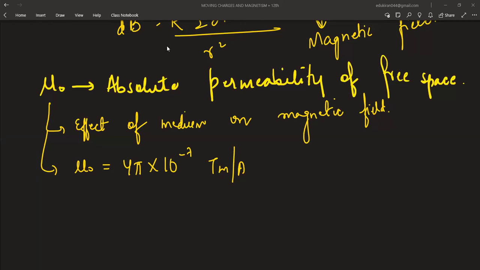The Coulomb's law when you used to write. We have the dielectric constant when we were discussing electrostatics. K. What was the value of K? F is equal to K Q1 Q2 by R square. What was the value of this K which we had?